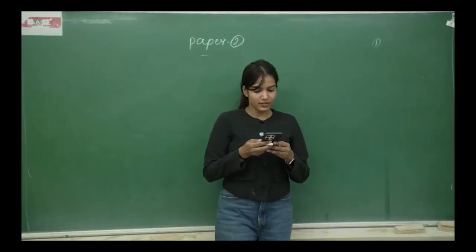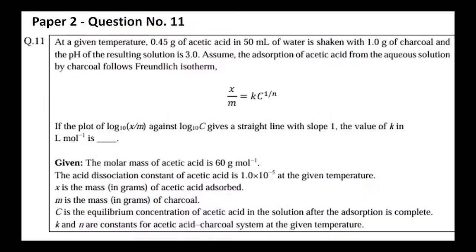So we are doing question number 11. At a given temperature, 0.45 gram of acetic acid in 50 ml of water is shaken with 1 gram of charcoal, and the pH of the resulting solution is 3. Now assume the adsorption of acetic acid from the aqueous solution by charcoal follows the equation x by m equals K C to the power 1 by n. If the plot of log x by m against log C gives a straight line with slope 1, the value of K in liter per mole is what we have to find. Now we are doing the solution.